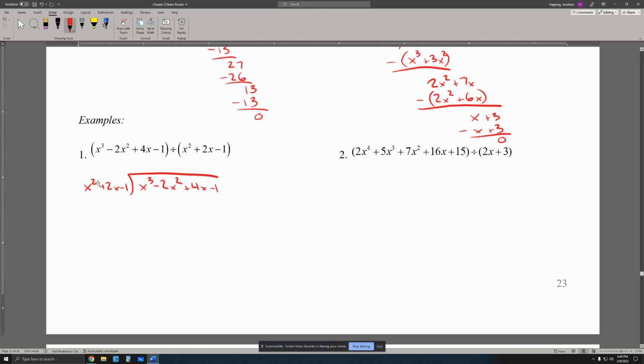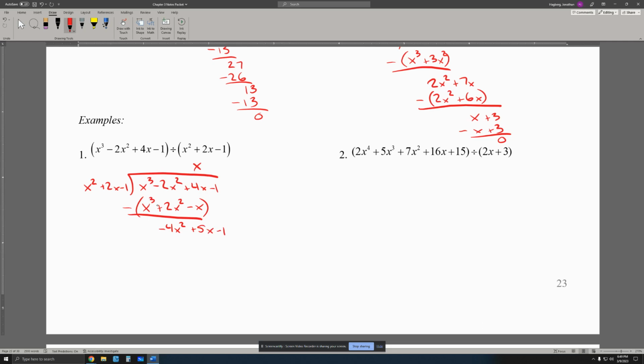So what do we have to multiply x squared by to get to x cubed? The answer is x. So now we multiply our quadratic trinomial by x, and we get x cubed plus 2x squared minus x. We're going to subtract this from this polynomial. And what we get is negative 4x squared, and then plus 5x. And then I'll go ahead and bring down my minus 1.